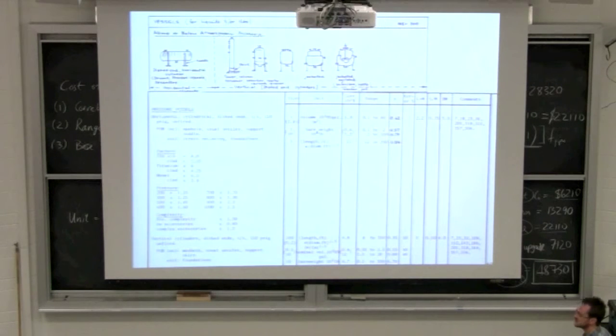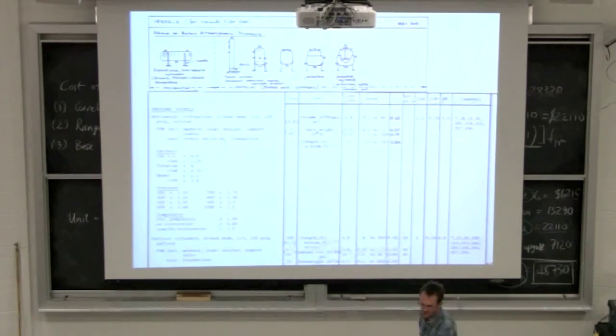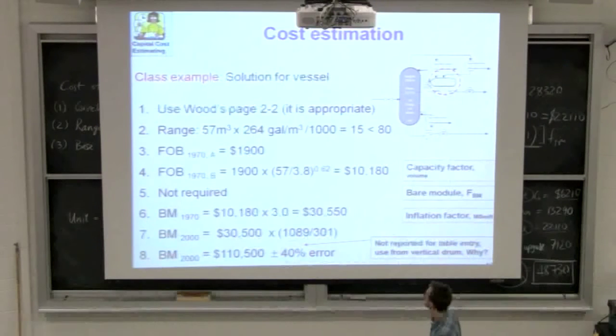Okay, our unit is 56 meters cubed. So does our unit fall within this range of 0.1 to 80? Well, to do that, we need to convert to U.S. gallons and in units of 10 to the 3 U.S. gallons. In our case, that's 57 meters cubed times 264 gallons per meter cubed. And then we divide through by 1,000.